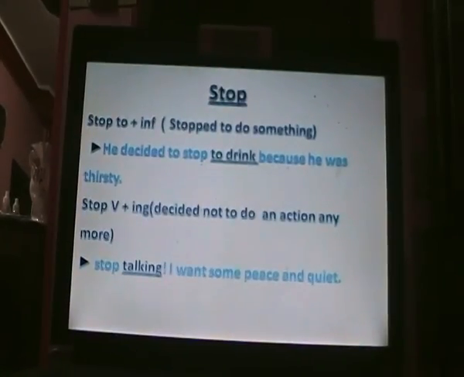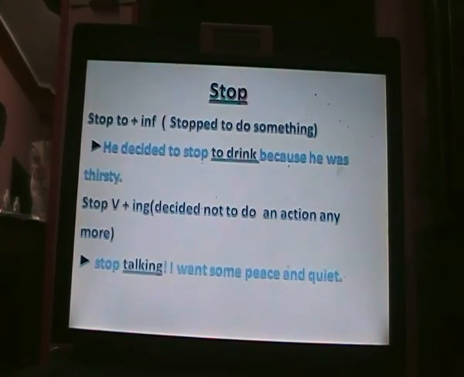Stop gerund, verb plus ing. Decided not to do any action anymore. قرر ان هو لا يواصل فعل شيء يعني يتوقف عن فعل شيء. توقف عن فعل شيء. Example, stop talking, I want some peace and quiet. Okay.